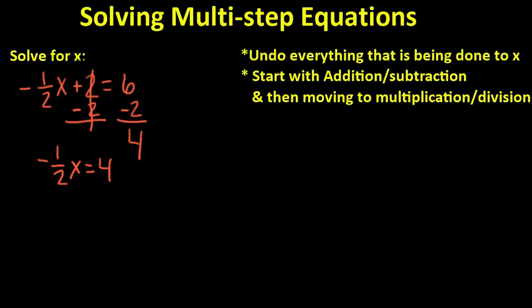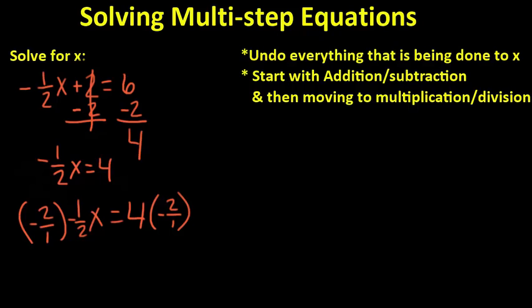on the other. Now, x is being multiplied by negative 1/2. All that needs to be done to get x by itself is to multiply that by the inverse of negative 1/2. So we will multiply this side by negative 1/2, and whatever we do to one side, we have to do to the other.